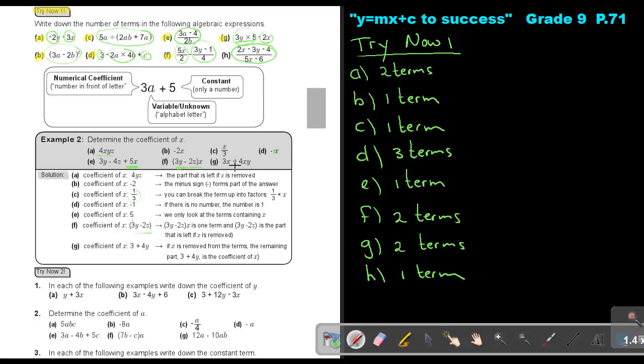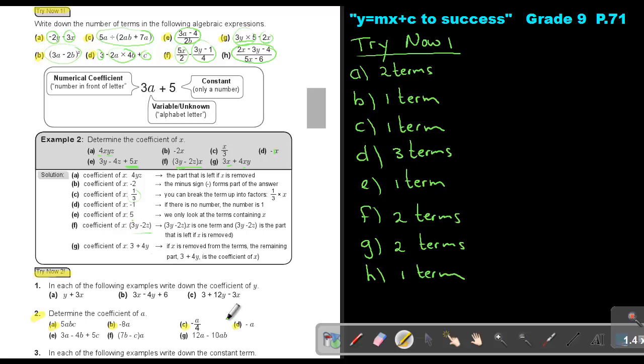And the next one, oh, what's the problem? There's an x and there's an x. So if you remove x, there's a 3 left. And if you remove x, what is left? A 4y. So if x is removed from the terms, the remaining part is 3 plus 4y, which is the coefficient of x.